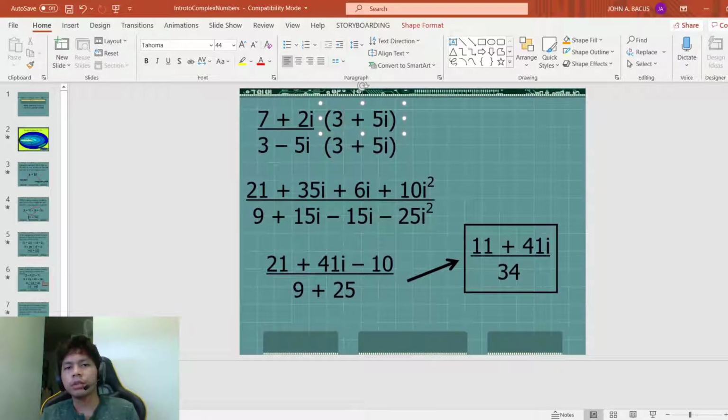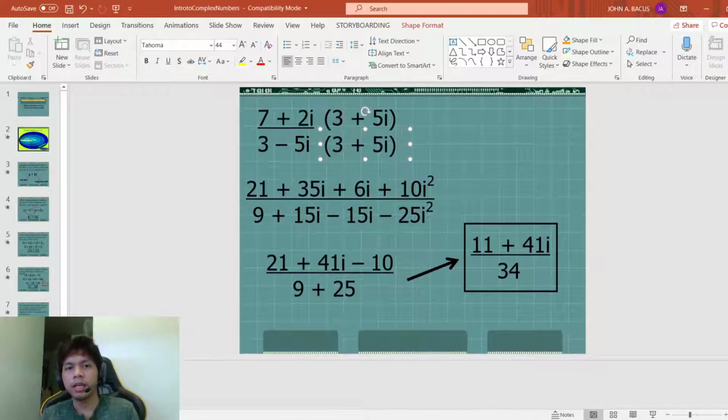Actually, it's called complex conjugate because we are talking about complex numbers. But if you are talking about rational expressions, which are already presented to you as well, in rational expressions you call it conjugate. Here you call it complex conjugate.